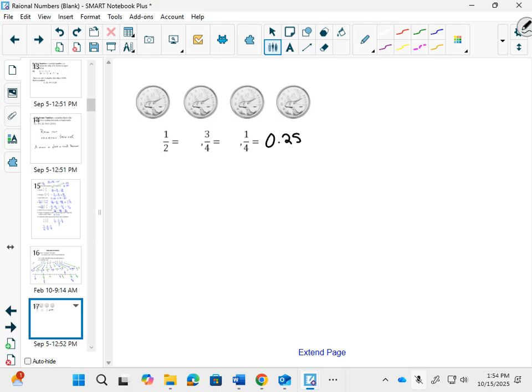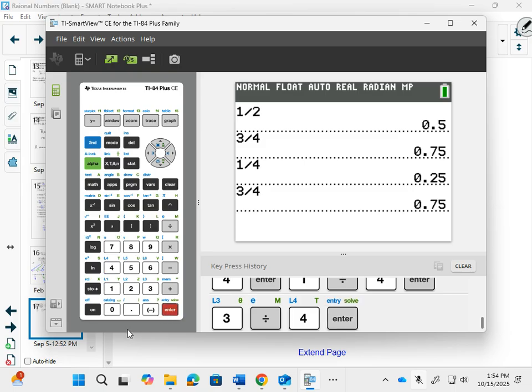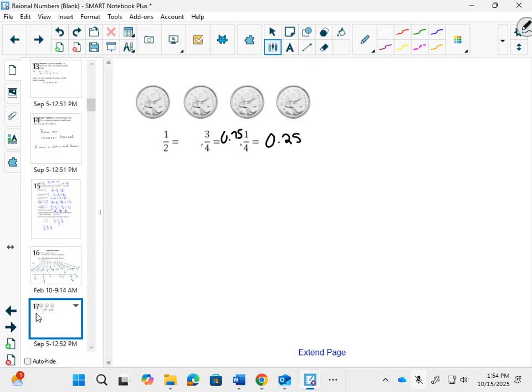So it's a decimal. If you had 3/4, how much money would you have? 75 cents. If we go to our calculator, you get 0.75. Let me just double check that. 3 divided by 4 on my calculator. 0.75. Sure enough. So with the quarters, you can think of money when you're figuring out quarters.